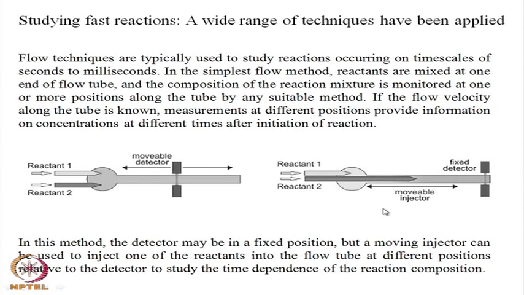In the other case, your detector is fixed and the injector can be movable, it may be moved from maybe this position to this position. So, in the second method, the detector may be in a fixed position, but a moving injector can be used to inject one or more reactants into the flow tube at different positions relative to the detector to study the time dependence of the reaction composition.